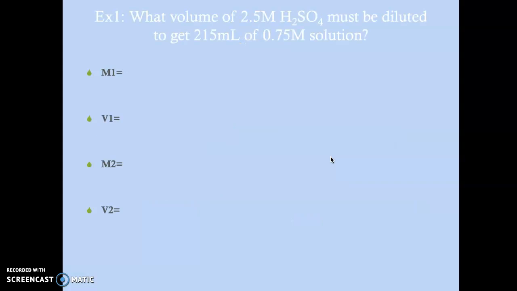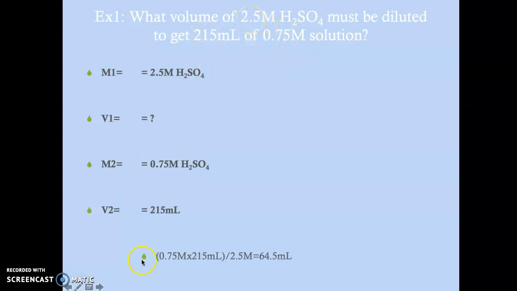So what volume of 2.5 molar must be diluted to get 215 milliliters of 0.75 molar solution? So these are where I'm ending, and that's my starting position. So what I'm solving for here is my initial volume. But if I notice that these 2 are connected, I could just multiply those 2 and then divide by 2.5. So it's 0.75 times 215 divided by 2.5, which gives me 64.5 milliliters. So now if I needed this for a lab, I can go measure out 64.5 milliliters of 2.5 molar solution, and then dilute it down to 215 and know what the concentration is.